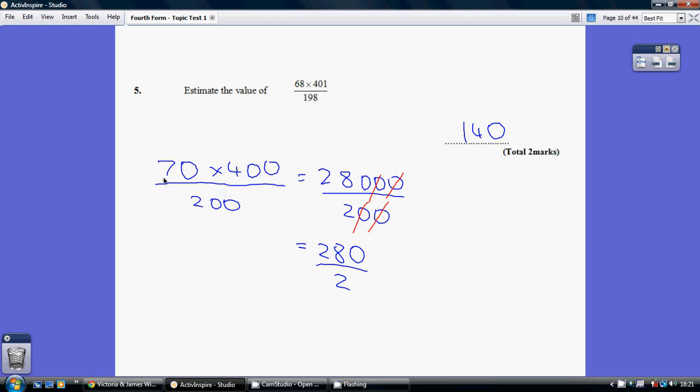Then just do normal maths. So 7 times 4 is 28 and 3 zeros, and your 200. Divide by, well, basically cancel out a couple of the zeros top and bottom, gives us 280 over 2, which is 140.